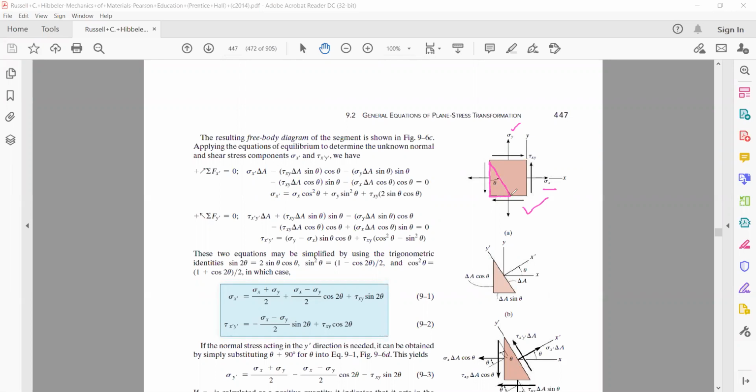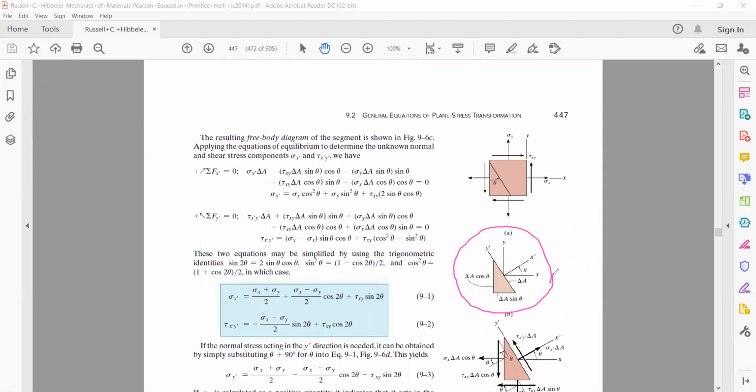If you complete this wedge, it will essentially look like this. This wedge is a part of an element which has been obtained by rotating this element by some angle, which we call angle theta. So the analysis is usually done on a small wedge element.